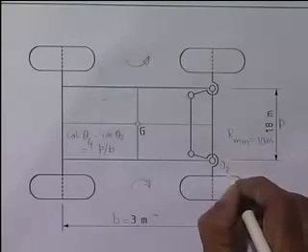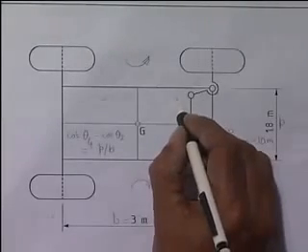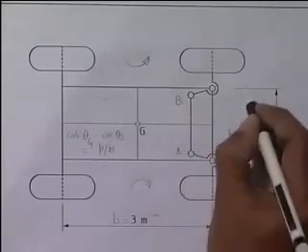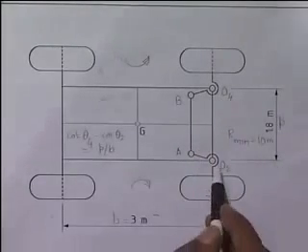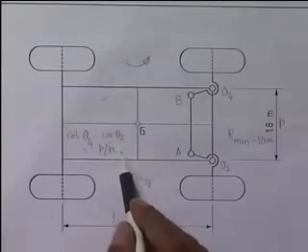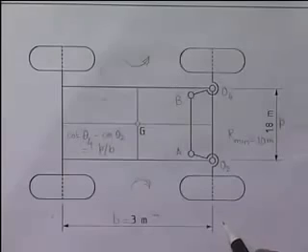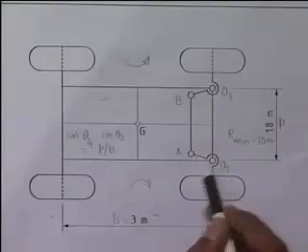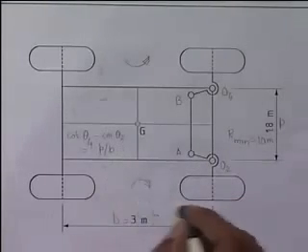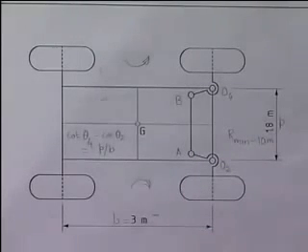We call this fixed pivot O2, this point A, this point B, and this point O4. The rotation of O2A we represent by theta 2 and rotation of O4B we represent by theta 4. Now we know that we can have 3 accuracy point synthesis, that these 3 pairs of values of theta 2 and theta 4 can be satisfied by a 4R linkage.